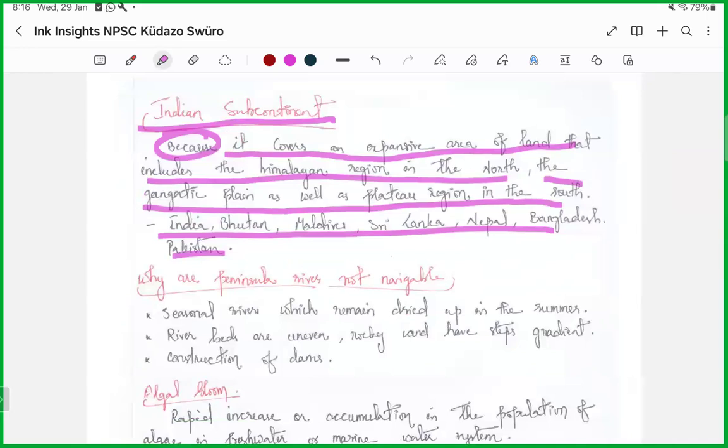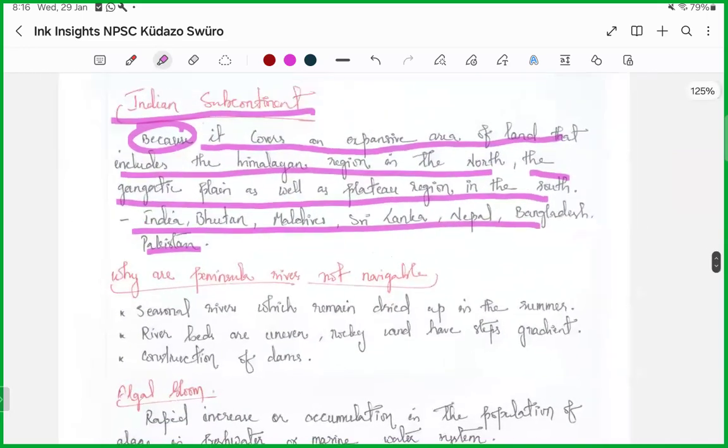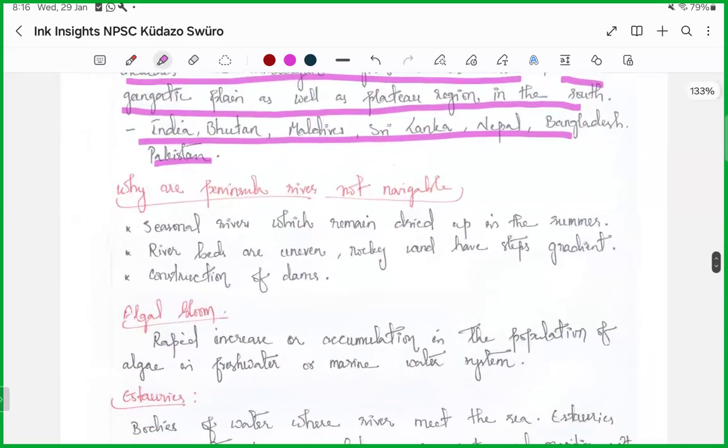Then this question has been repeated many times, so you might want to know why India is called a subcontinent. Whenever they ask questions on geography, they mostly ask this one. Then this question is also asked once or twice. So why are peninsular rivers not navigable? Now, can you cite one or two examples of peninsular rivers? Anyone?